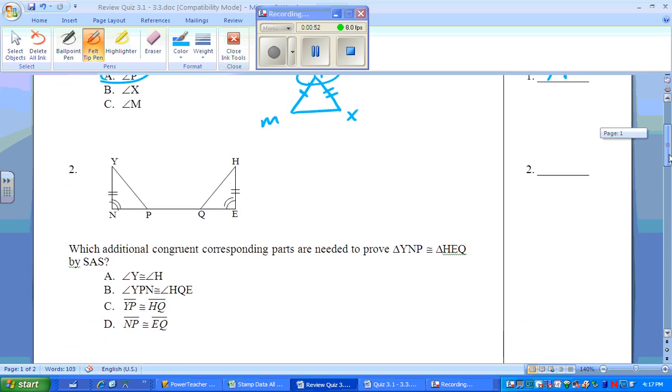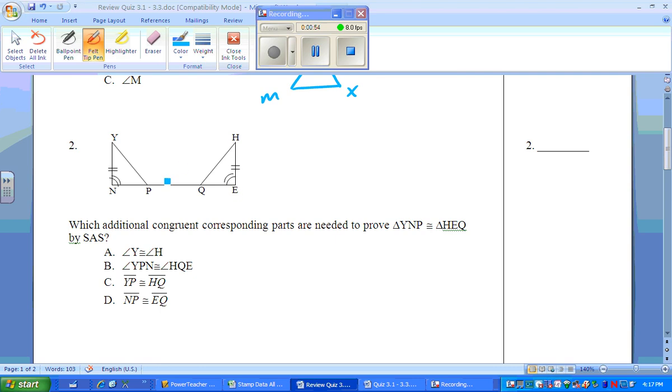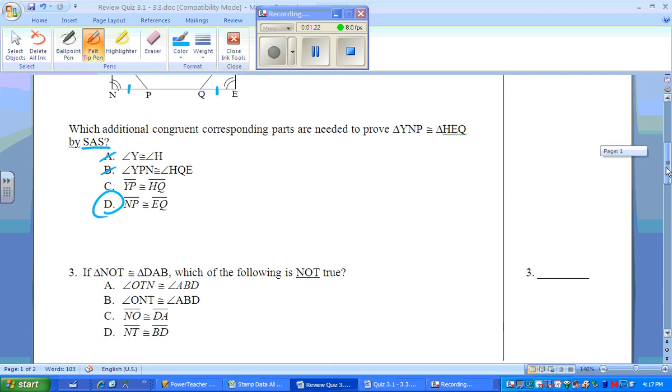Question 2. Here is the picture. It says which additional congruent corresponding parts are needed to prove the triangle on the left is congruent to the triangle on the right by side angle side. Well, let's look at what we have. We have a side, we have an angle, we need another side. So answers A and B you can eliminate automatically. Side angle side, so we need NP being congruent to EQ. Answer choice D is correct.